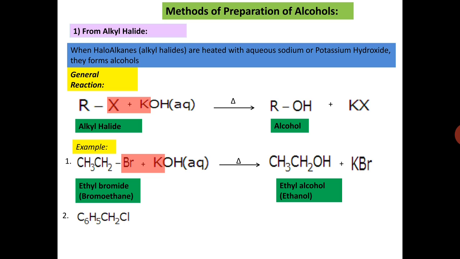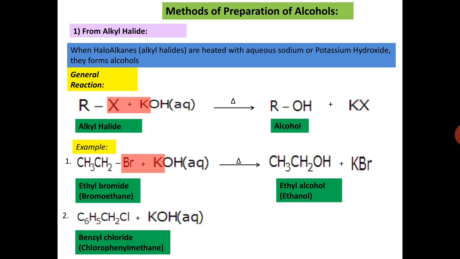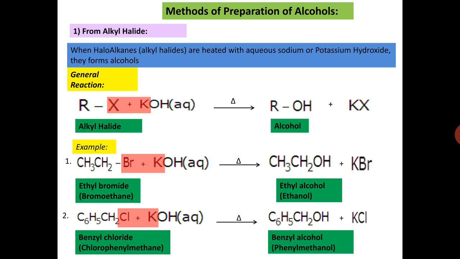The second example, C6H5CH2Cl. C6H5 means benzene ring, and an H is replaced by CH2Cl. It is benzyl chloride, also chlorophenyl methane. When it is treated with KOH, Cl is replaced by OH, giving KCl plus C6H5CH2OH, benzyl alcohol. In this reaction we only have to remember that the halogen atom is replaced by the OH group.